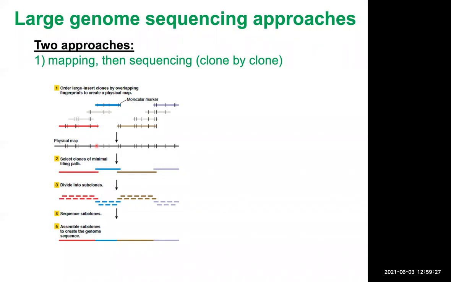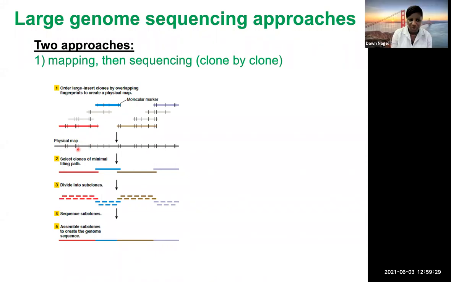So this is the physical map. If you take the sequence, let's say you have 7 molecular markers here. You digest this clone, and with this amount of pieces and these 7 molecular markers, you know where this came from. You should be able to put it back once you sequence it together.